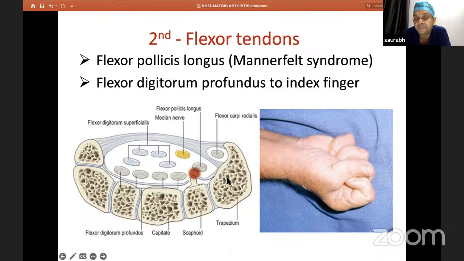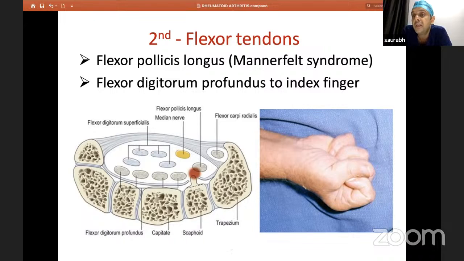Similarly, if there's an erosion of the trapezium and an osteophyte, it will do the same. First the FPL and maybe then the FDP. Now, this is known as Mannerfelt syndrome, and this is how it manifests. On asking the patient to make a fist, the thumb stays hyperextended because the FPL is gone. The FDP is flexing, so in this patient, it was only the FPL.